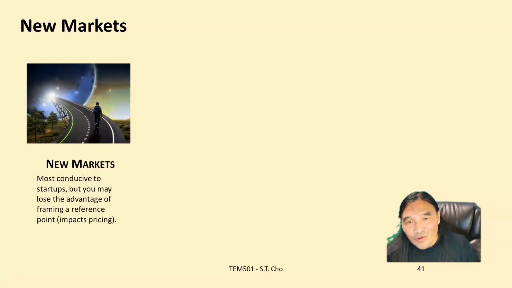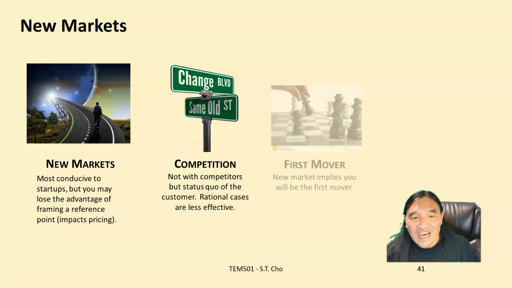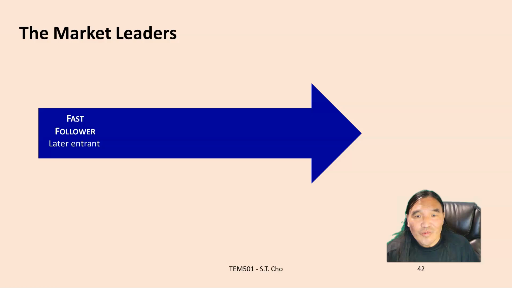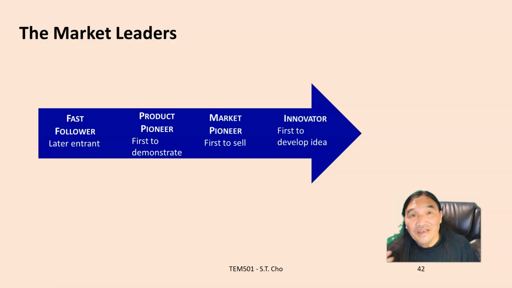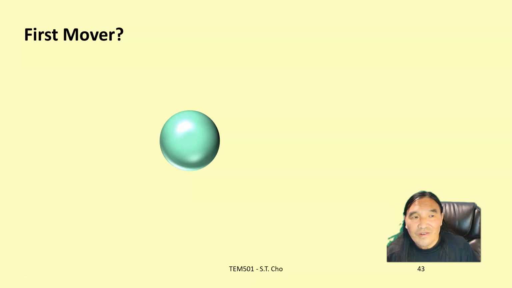In terms of new markets, those are most conducive to startups. The hardest thing you're fighting isn't other competitors, it's status quo. If you're brand new, the easiest thing for people to do is just sit it out. So first mover implies that you're the first one into the market. Fast followers are later entrants. Then you have product pioneers, market pioneers, and the innovator. And so, right to left, you're more likely to be successful.